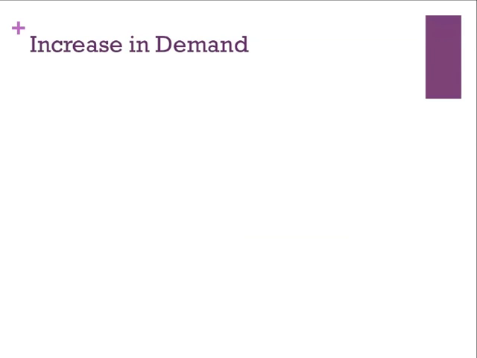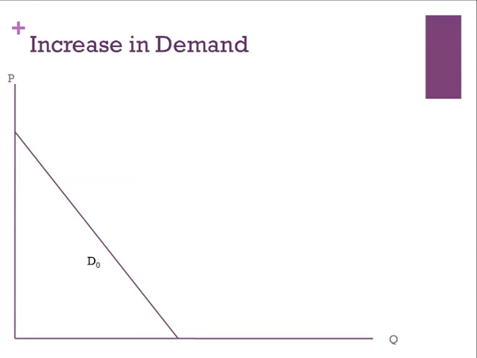So first of all, an increase in demand. This is a normal demand curve. You have the price on the y-axis and the quantity on the x-axis, and then you have your demand curve, which is always negative, and it makes sense. So let me show you graphically what happens when there is an increase in demand, and then I'll show you what causes it.